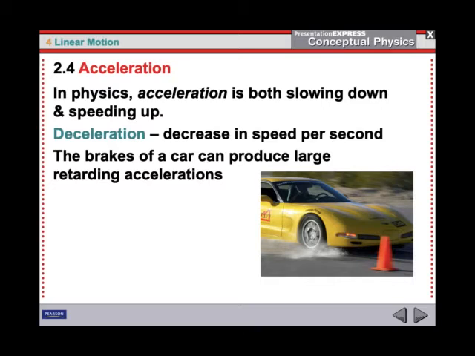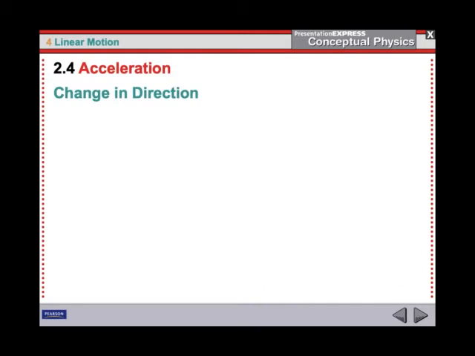So the brakes of a car can produce large retarding accelerations, which means it's slowing it down. Obviously, that's why we have brakes on our car. Otherwise, we'd be crashing into things all the time.